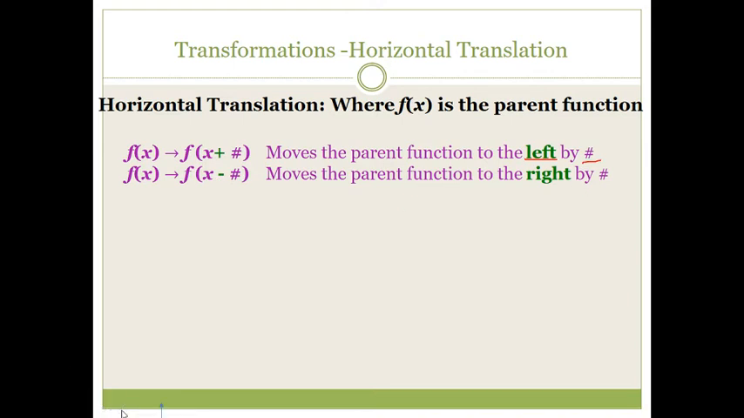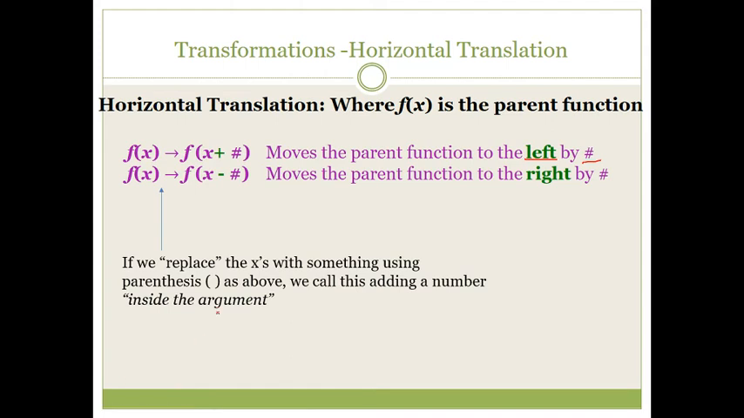So recall that when I'm replacing the x values with something in parentheses like we're doing here, and we're adding or subtracting a number in there, we call that adding a number inside the argument. What that means is, if I had the function of something, everywhere I saw an x, I would replace it with the quantity x plus some number or x minus some number. That does our horizontal shifting.